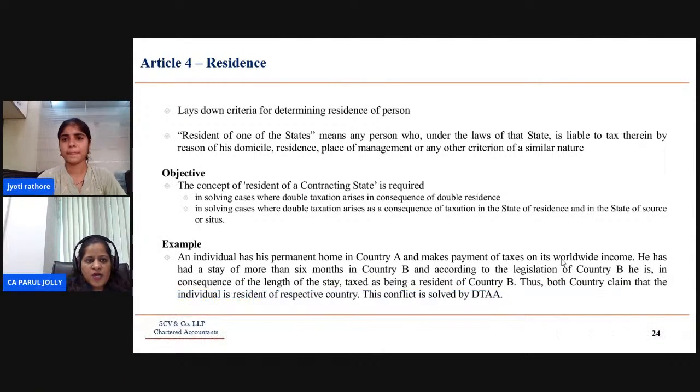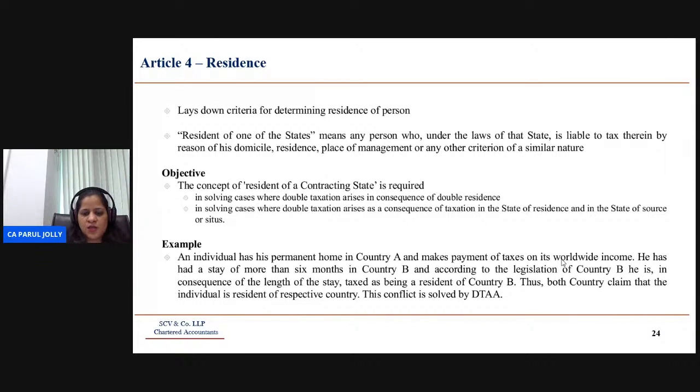So let's move to Article 4, residence. Article 1, Scope of the convention, states that the treaty will be applicable to the residents of one of the jurisdictions. So that is why it's very important to understand who is a resident. So Article 4 lays down criteria for determining residence of a person. Generally, in all the treaties, the definition of a resident of one of the states means any person who, under the laws of that state, is liable to tax therein by reason of his domicile, residence, place of management, or any other criteria of a similar nature.